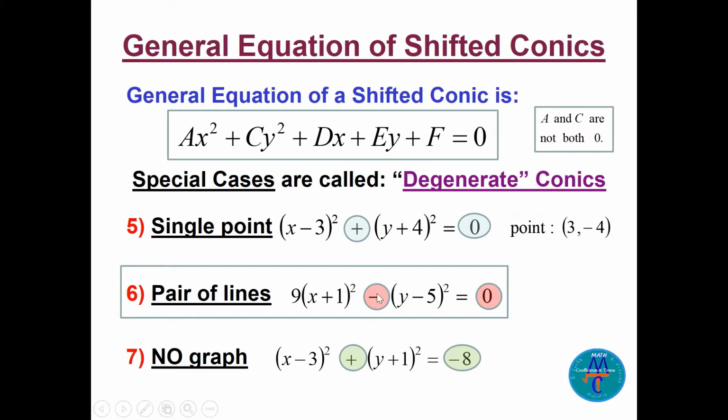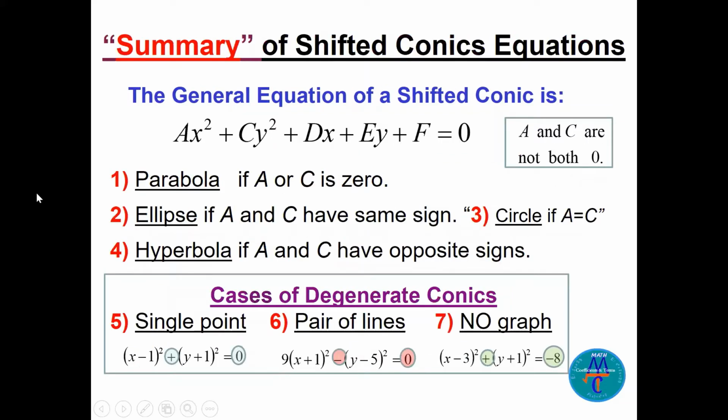Let's see the other one. If we have something squared minus something squared is equal to 0, that means we have a pair of lines. These are 2 straight lines because you can take this on the other side, take the square root, you will have 2 straight lines. No graph if you have something squared plus something squared is equal to a negative number, minus 1 or minus 10 or any negative number, then we have no graph. These are the summary, 1, 2, 3, 4, 5, 6, and 7. So I put all of them in one slide so that you can see it and review it.